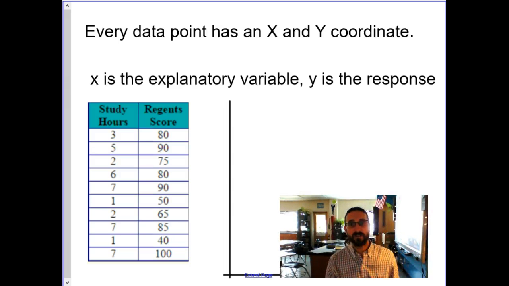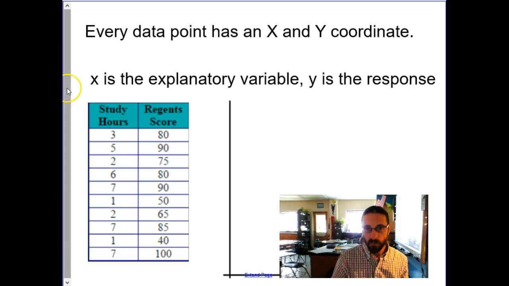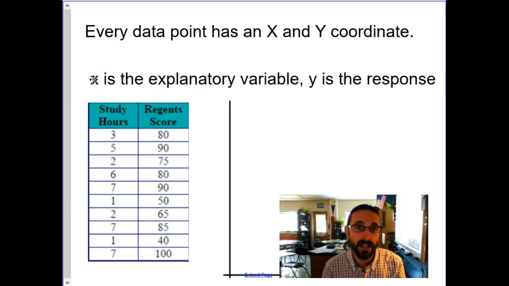So let's take a look at an example. X, again, we said was independent, is going to be the explanatory variable, what is explaining something to happen. Y is the response. How does something change in response to another variable? So in this example here, this is data representing the number of hours that students studied and the score that they got on a big exam.